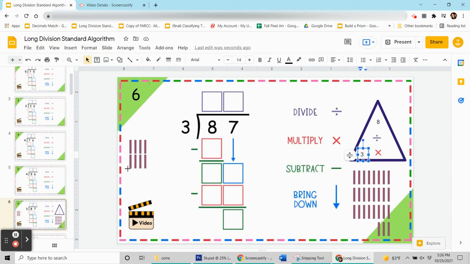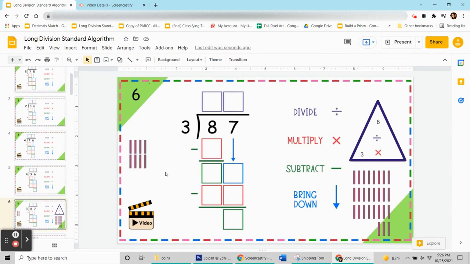Another way to think of it is if you look over here, I have 8 little rectangles. And I'm saying if I have 8 of them, how many 3s can I make? How many groups of 3? Another way people say this is they say how many 3s go into 8. What that means is this. If I have 8, how many groups of 3 can I make?